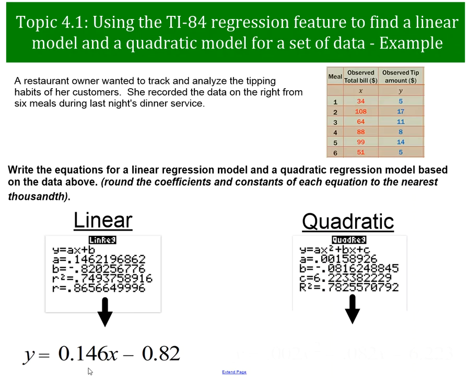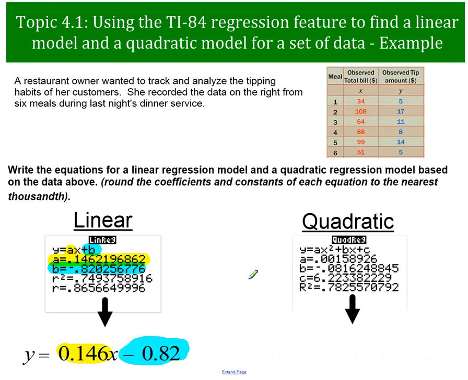Here's what that looks like for the linear equation. 0.146x, that's the a in here, and then minus 0.820, rounded to the nearest thousandth. So I just want to point out that this A value is this A in here, and that is this in here. And then this B value is this in the equation. It's the y-intercept. It's the B value on my screen here, and that is this number in here.